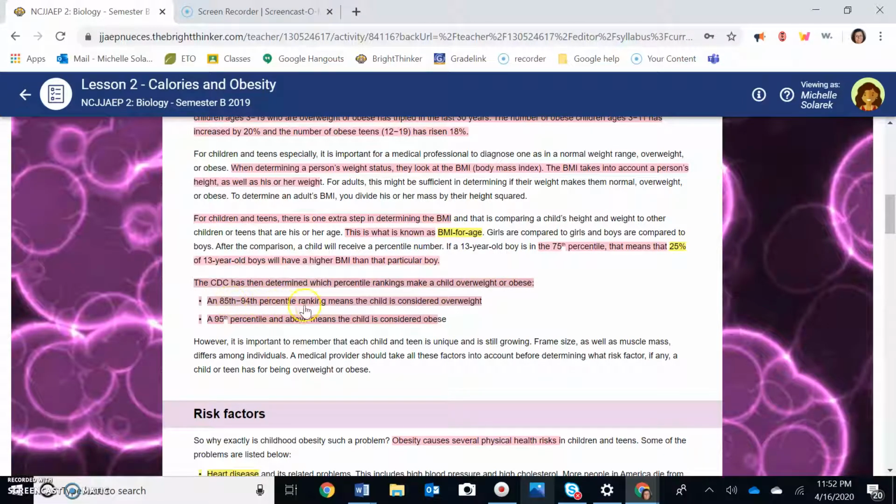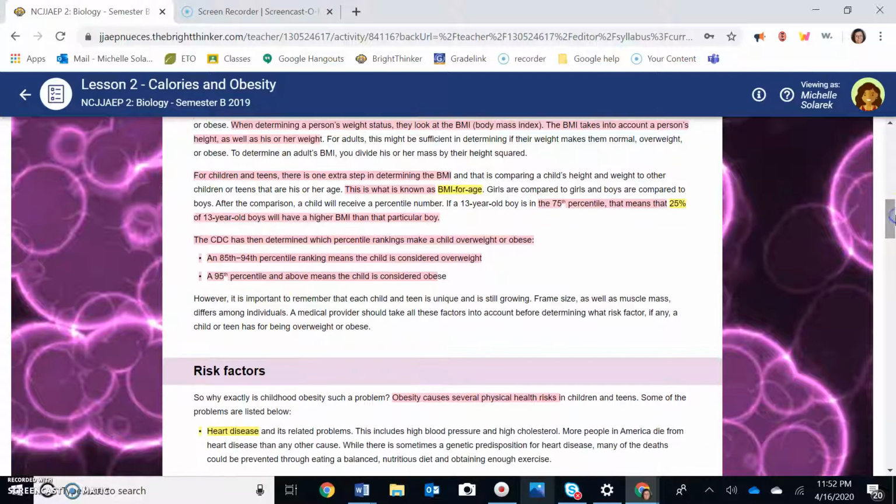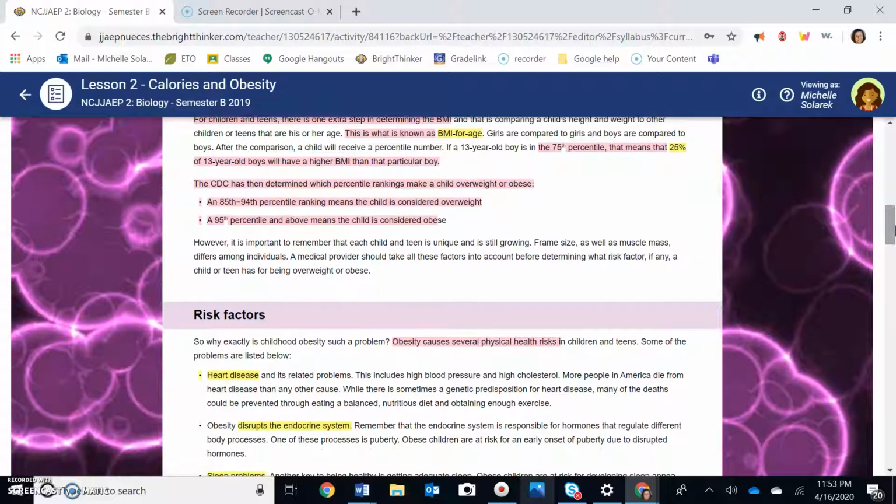The CDC has determined which percent ranking makes a child overweight or obese. An 85 to 94 percentile means the child is considered overweight. A 95 percentile and above means the child is considered obese. So if someone's 75 percentile, they're not obese because there's still 25% of the kids that would be higher.